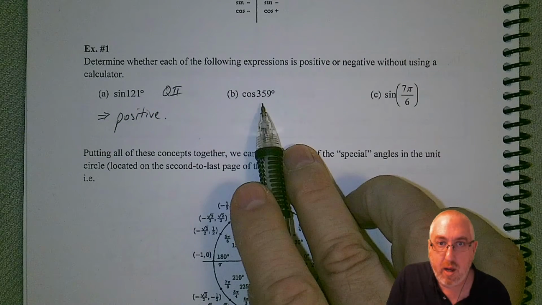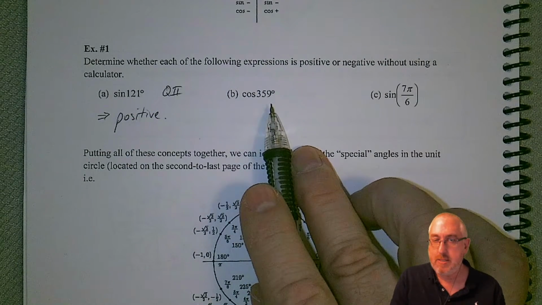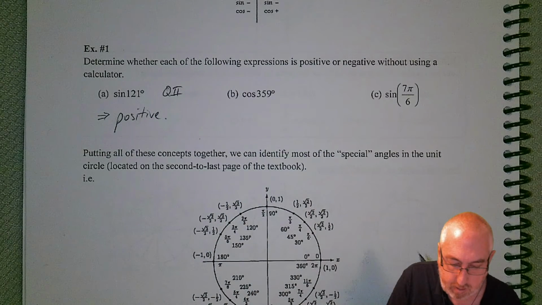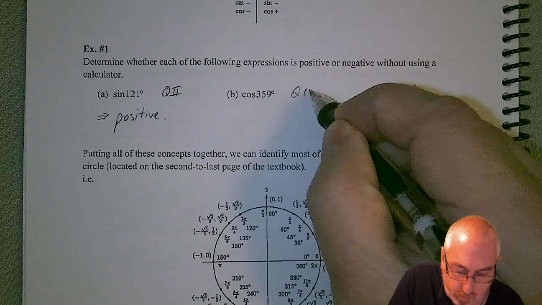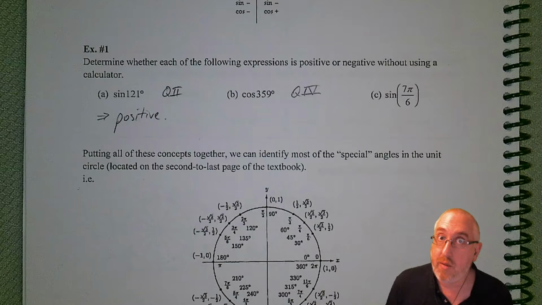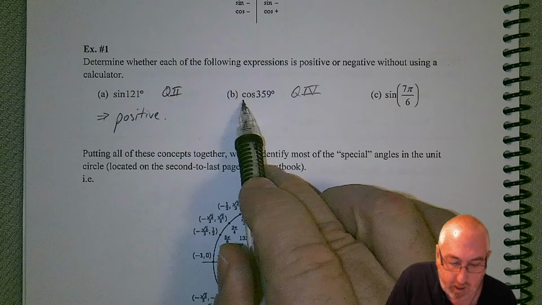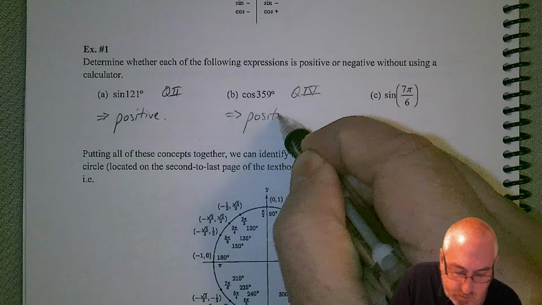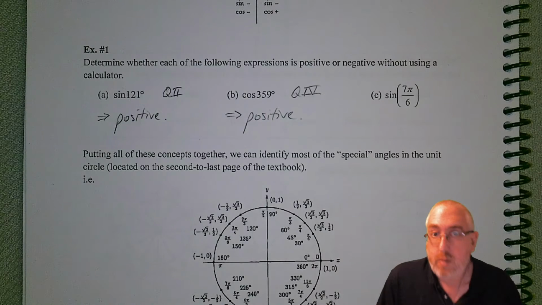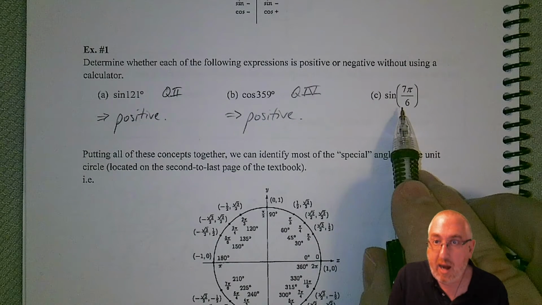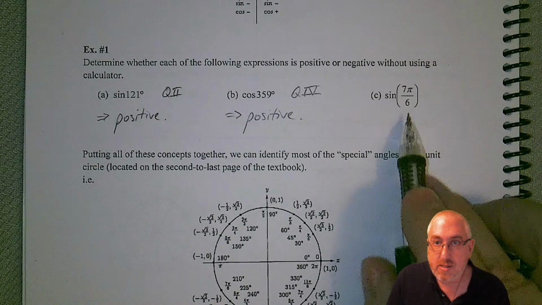Cosine of 359 degrees. What quadrant is 359 in? Well, we should know that's in quadrant 4, right? Quadrant 4. So what are the x values in quadrant 4? Because now we're talking about cosine. Those are positive as well. Nothing too interesting yet, huh? All right, what about our last one? Sine of 7 pi over 6.